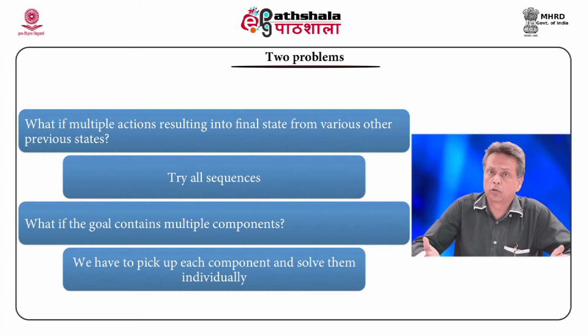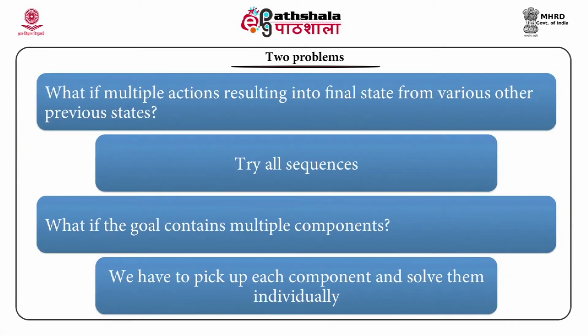Similarly, if the goal also contains multiple components, we'll have to solve each component individually, or we change their order individually. How do we do it? Again, in goal stack planning, we'll have to try all possible combinations. That is the hardest part.